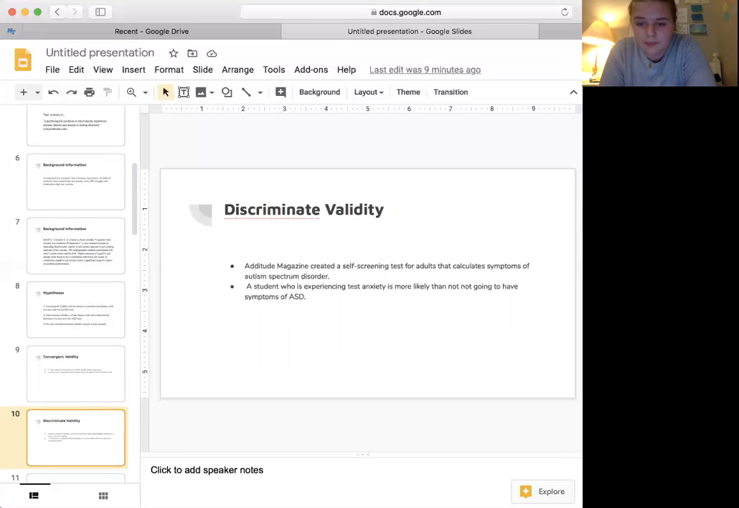Discriminant validity. Attitude Magazine created a self-screening test for adults that calculates symptoms of autism spectrum disorder. A student who is experiencing test anxiety is not more likely than not going to have symptoms of ASD or autism spectrum disorder.